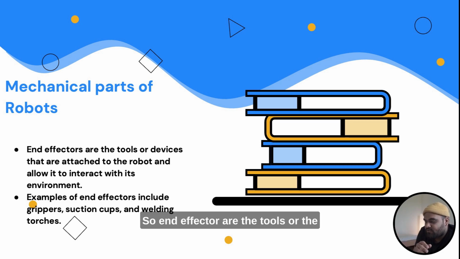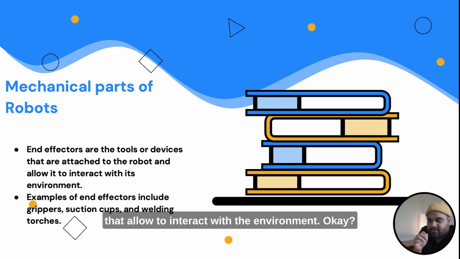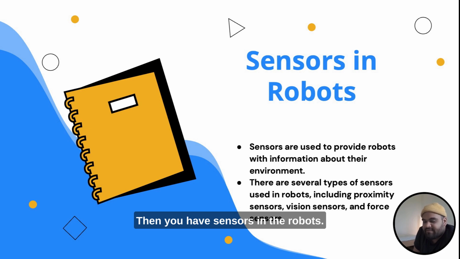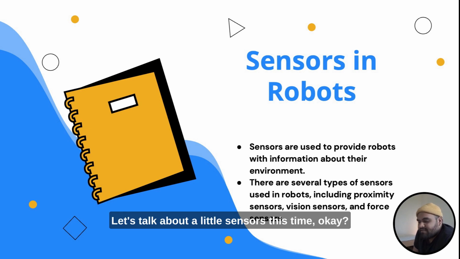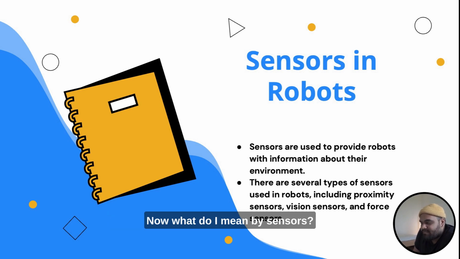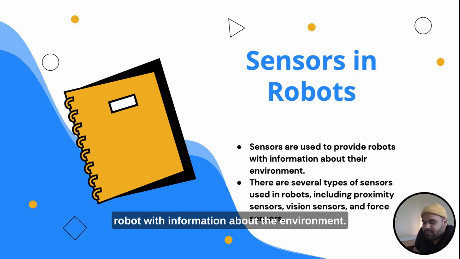So end effectors are the tools or the devices that are attached to the robot and that allow it to interact with the environment. The main important thing here is to understand that it is going to interact with the environment. Then you have sensors in the robots. Let's talk a little about sensors this time. Now, what do we mean by sensors? Sensors are usually used to provide the robot with information about the environment.